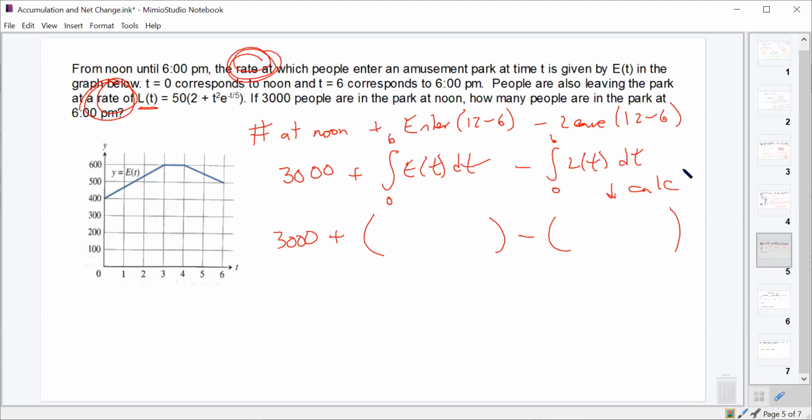I got 2,106.4 roughly. 2,106 point. All right. Somebody else confirm that. Sound about right? I got that too. Good. All right. And then what about the E of t integral from 0 to 6? How are we going to find that?